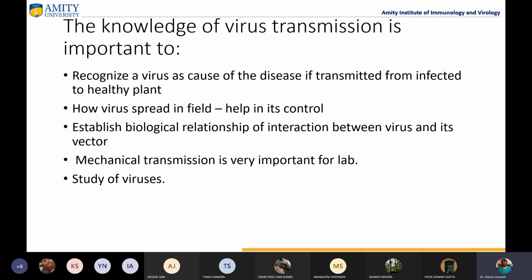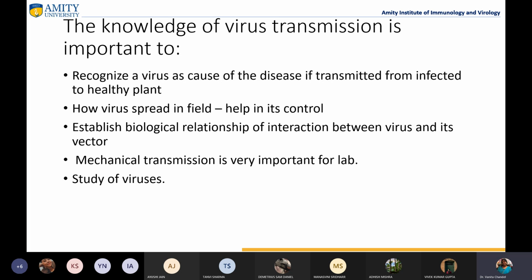Then we need to study the biological relationship, the interaction between the virus and its vector: how it is being transmitted, for how long it stays in the vector, whether it is replicating in the vector or just there for some time and then coming out. All those properties we need to study.